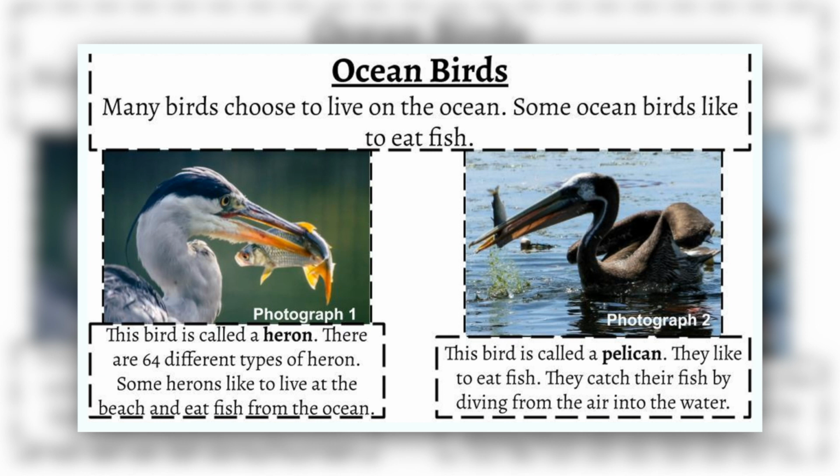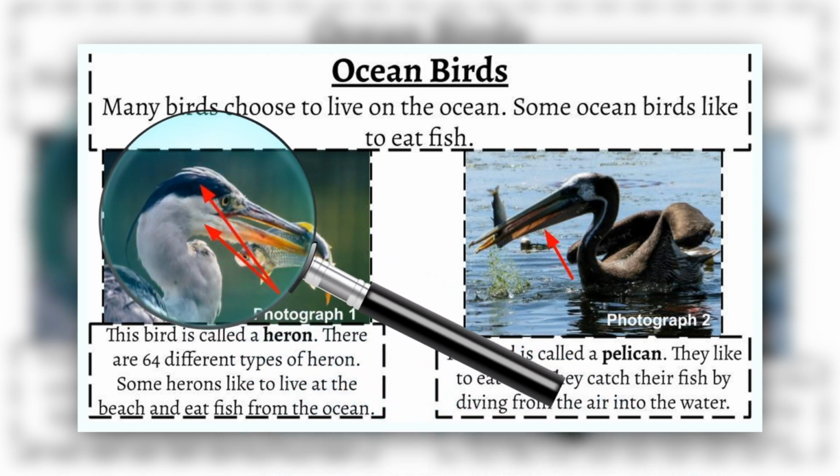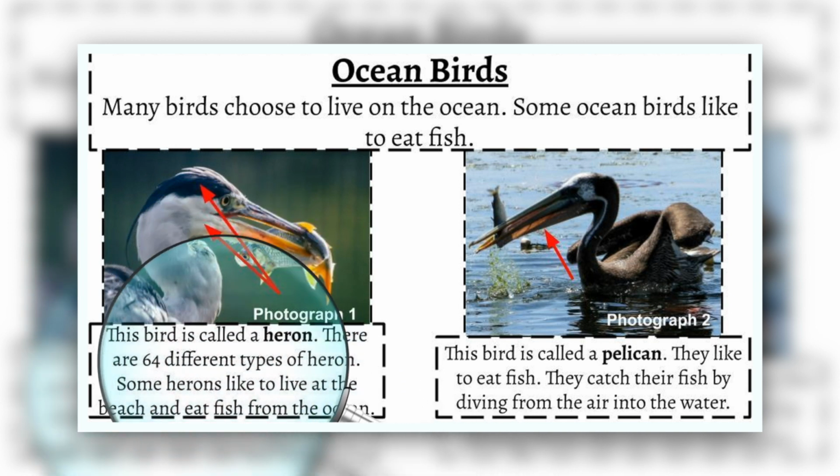Wow, the author of this text has some great photographs here. Let's take a closer look and try to find some details that are in these photographs that are not mentioned in the text. Check it out. In this photo of a heron, I can tell that he has black and white feathers. And down here in the text, it doesn't say anything about his feathers. So this is a new detail that I learned from the picture.